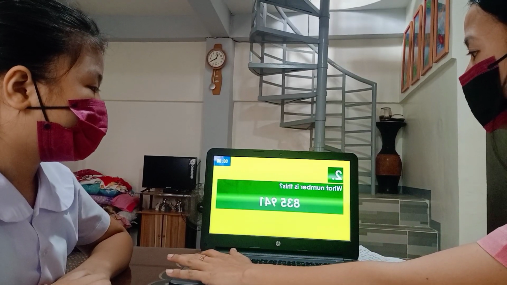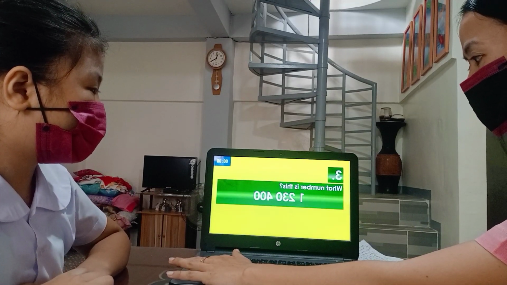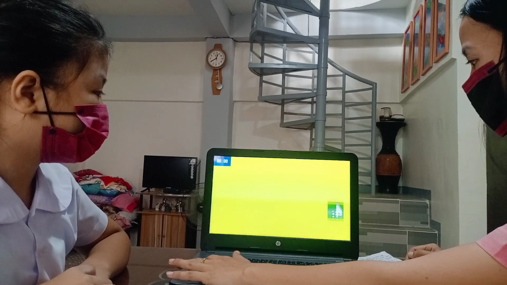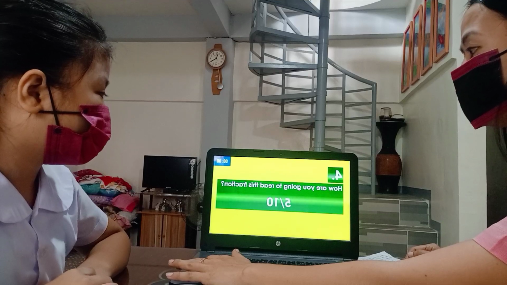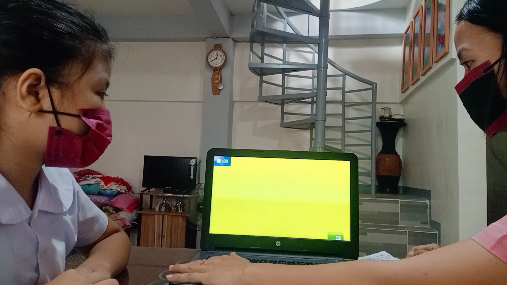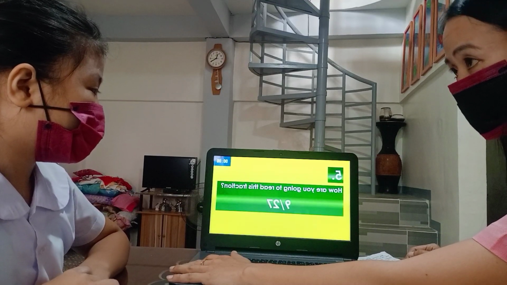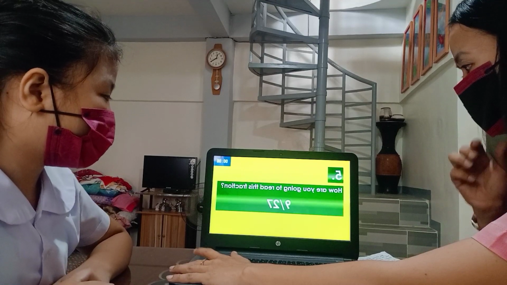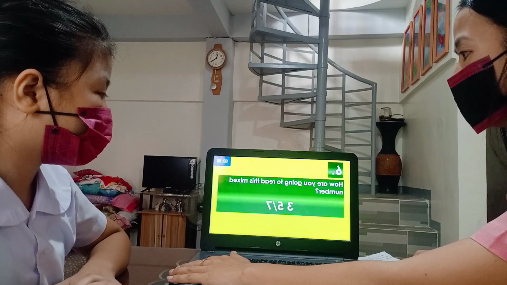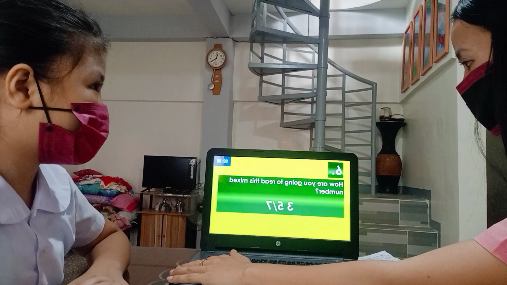Another question. What number is this? 835,941. Very good. Number 3. What number is this? 1,230,400. Okay, another. Number 4. How are you going to read this fraction? 5/10. Number 5. How are you going to read this fraction? 9/27. Number 6. How are you going to read this mixed number? 3 and 5/7.